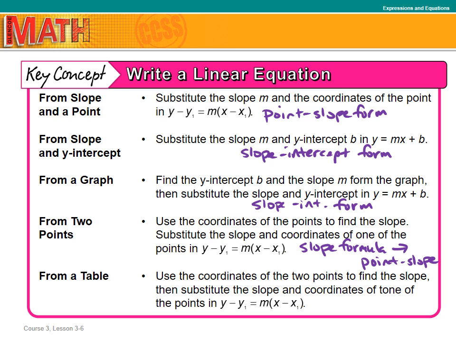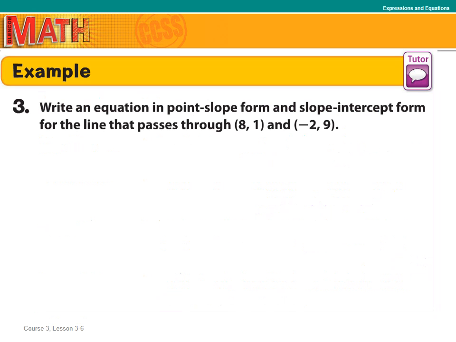From a table, use the coordinates of the 2 points to find the slope, then substitute the slope and coordinates of one of the points in y minus y1 equals m times x minus x1. And we'll go over that in the next screen.